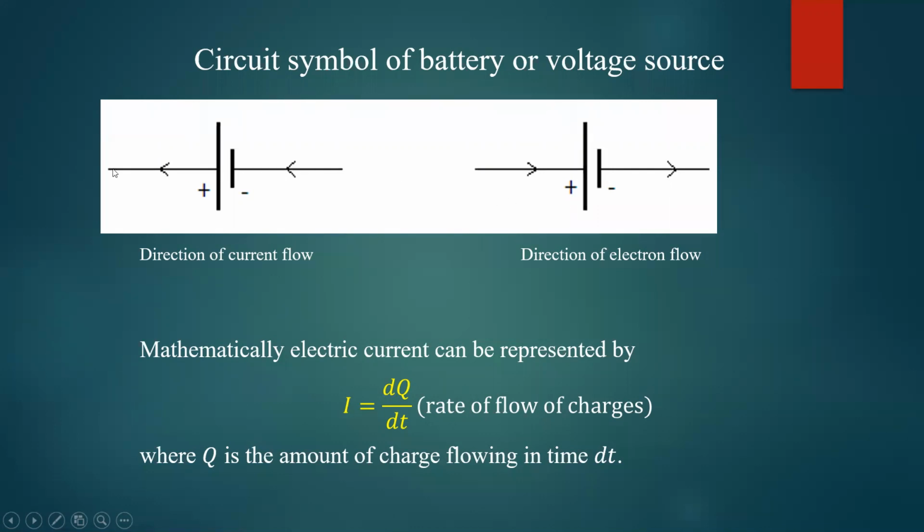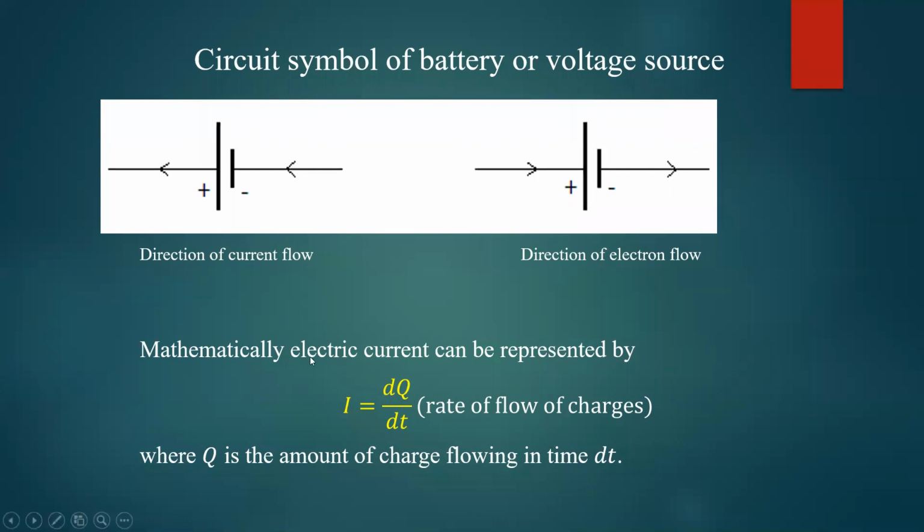So this is the direction of current from positive to negative. And this second figure represents the direction of flow of electrons, where electrons flow from the negative terminal of the battery to the positive terminal of the battery. I have already told you the direction of flow of current is opposite to the direction of flow of electrons. This is the circuit symbol and the direction of current and electrons. They are opposite to one another.